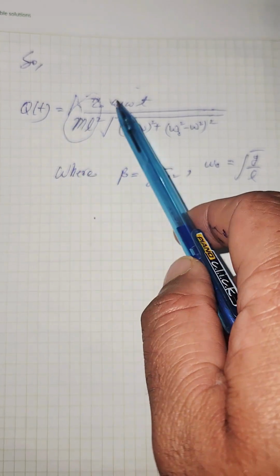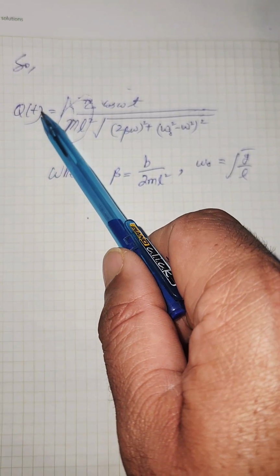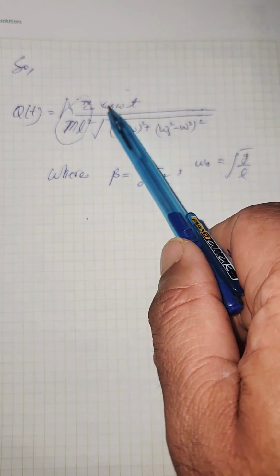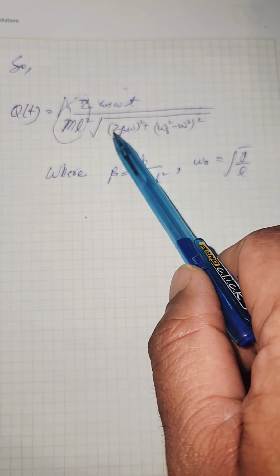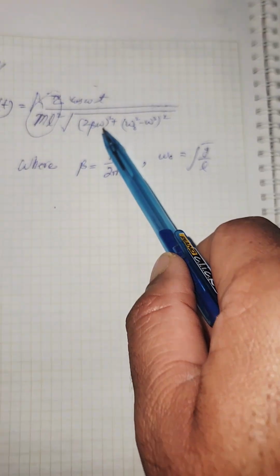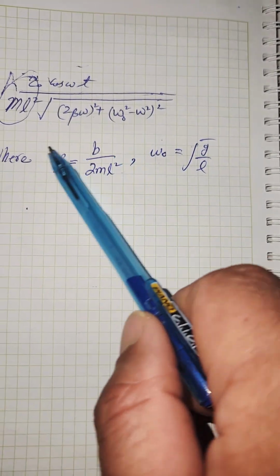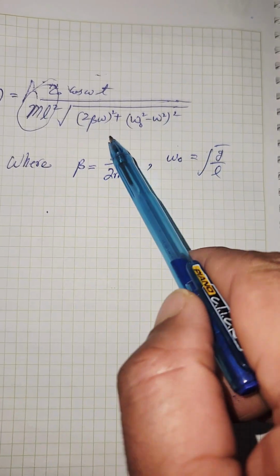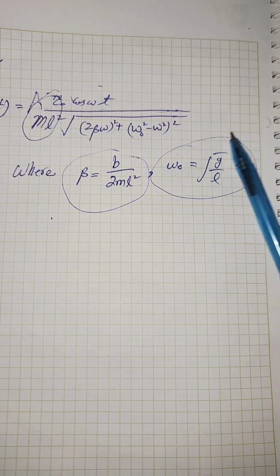Putting back the value of the amplitude and the constant alpha naught, we get the steady state solution theta of t as alpha naught over the square root of omega naught square minus omega square whole square plus 2 beta omega whole square, times cos of omega t minus phi. We know the values of beta and omega naught as discussed earlier.